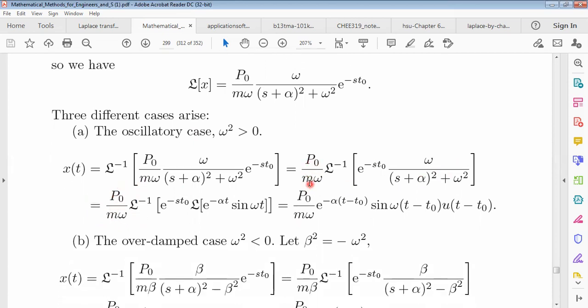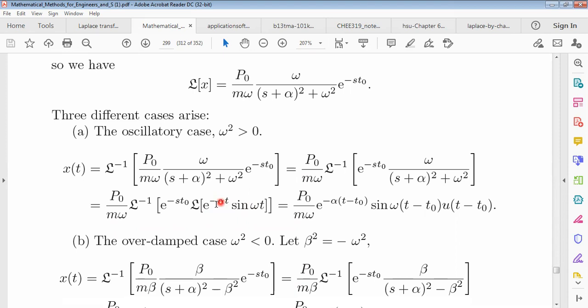Now this can be written as p naught divided by m omega times the inverse Laplace transformation, e to the power minus s t naught, of the Laplace transformation of e to the power minus alpha t sine omega t. This is a formula from the chart; you can check it in the chart of Laplace transformations. The Laplace transformation of e to the power minus alpha t sine omega t equals this. We proved it in our previous lecture, where alpha was a and omega was b: the Laplace transformation formula of e to the power a t sine b t. In the second lecture, we proved this result.